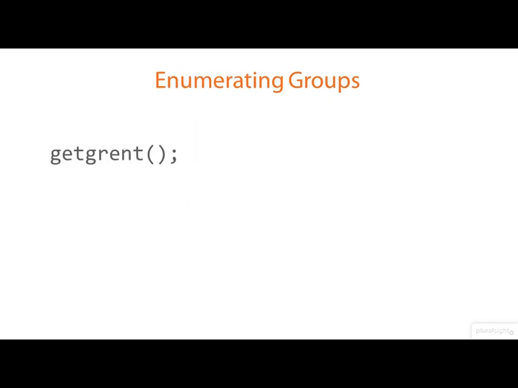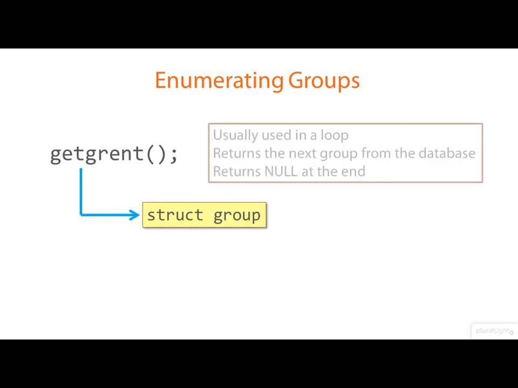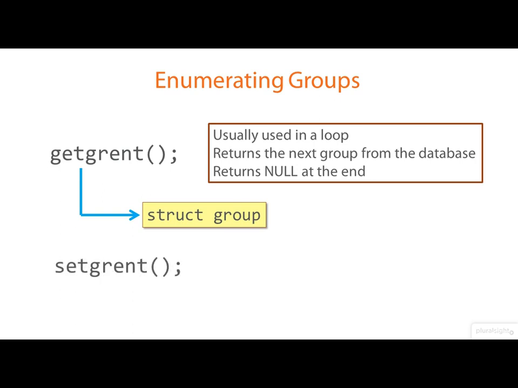And then, as you can probably guess by analogy, we have getgrent, which is used for enumerating the groups. It allows you to step through the groups one by one. Each time you call it, it returns the next group structure, or pointer to it, from the group list. So it's usually used in a loop, and it returns null when it's reached the end of the list. And finally we have setgrent, which basically rewinds us back to the beginning of the list of groups.